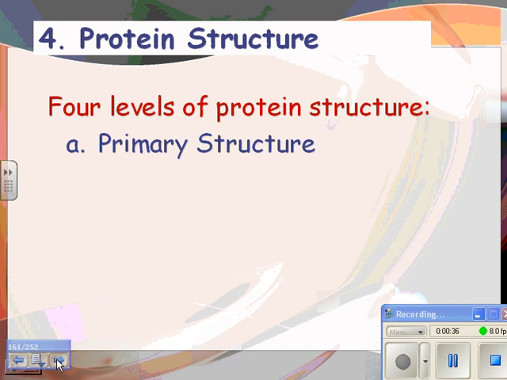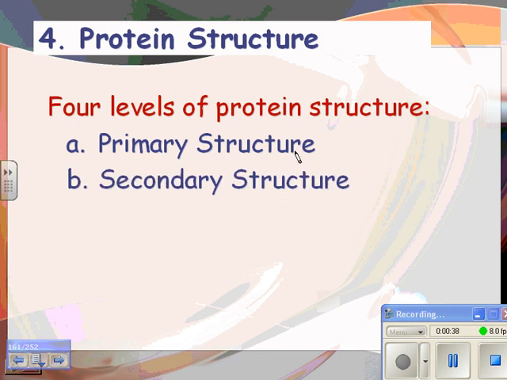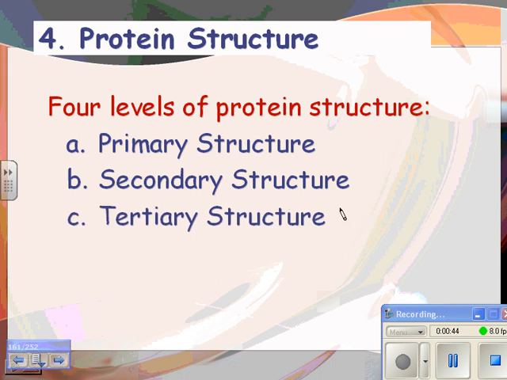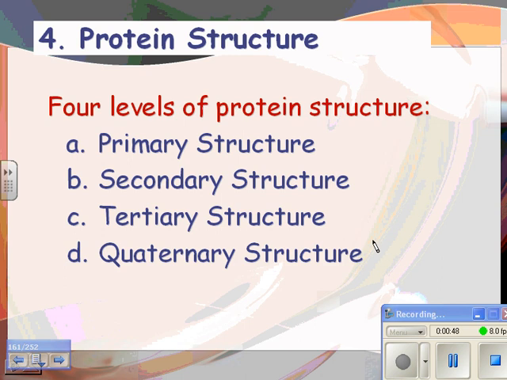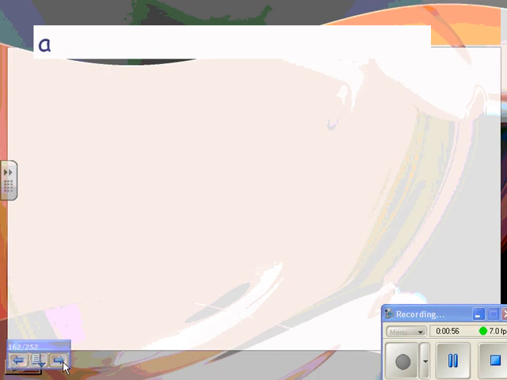There's a primary structure. Primary means one. And a secondary structure. And a tertiary structure. And finally, a quaternary structure. They do not all have a quaternary structure, but they all do have primary, secondary, and tertiary structures. So let's talk about that.